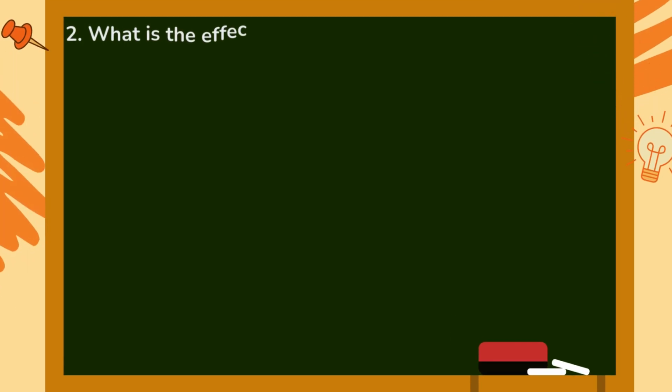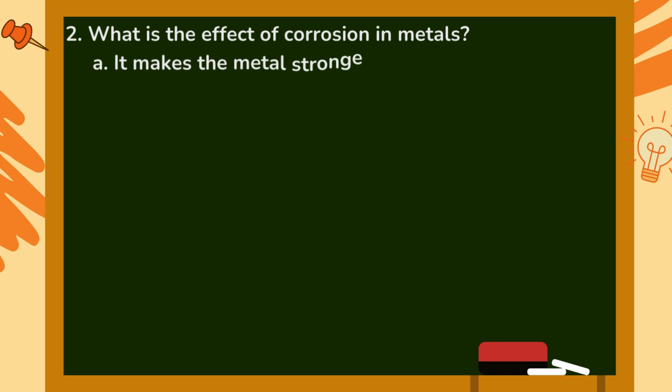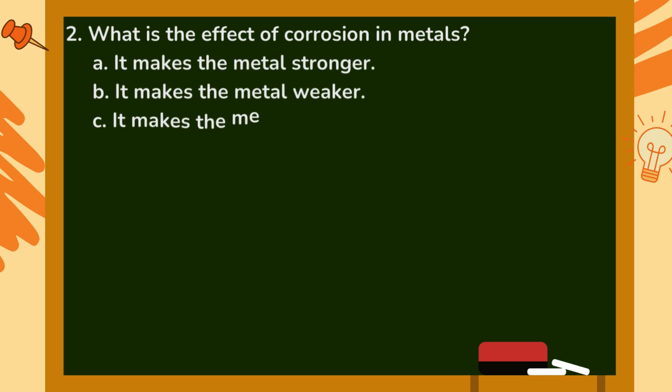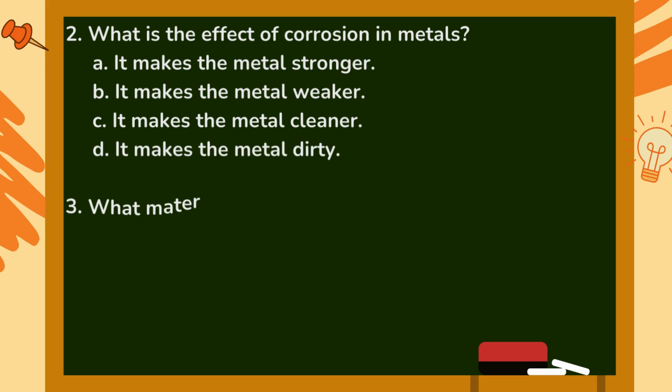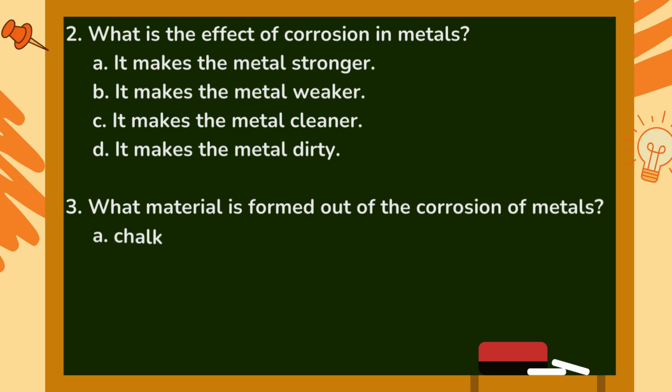Number 2. What is the effect of corrosion in metals? A. It makes the metal stronger. B. It makes the metal weaker. C. It makes the metal cleaner. D. It makes the metal dirty. Number 3. What material is formed out of the corrosion of metals? A. Chalk. B. Oil. C. Slime. D. Rust.